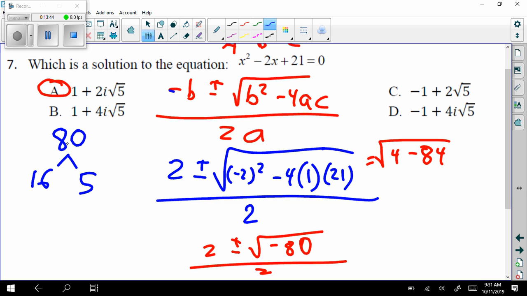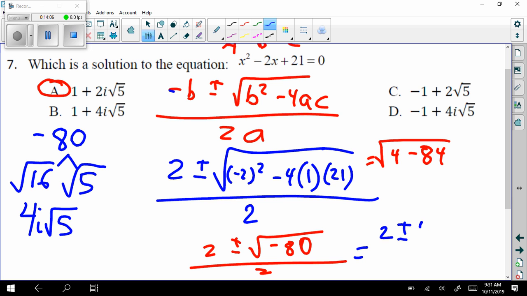So when you're simplifying square root of 80, 80 is 16 times 5, so that's the square root of 16 times the square root of 5. Square root of 16 is 4, the square root of 5 is the square root of 5. And since it was negative, that just means there's an i here. So 2 plus or minus 4i square root of 5 all over 2.